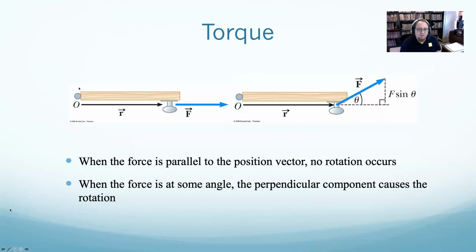Now, of note, if R and F are parallel, you don't apply any torque, which makes sense. Going back to this guy, if I just push on this thing straight on, it's not going to spin. It's only when I move it at some angle, up or down, that I cause it to spin. Anytime R and F are parallel, there is no torque. It's only when the force is at some angle relative between R and F that you can have a torque.